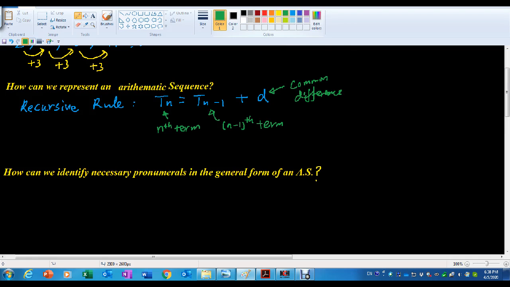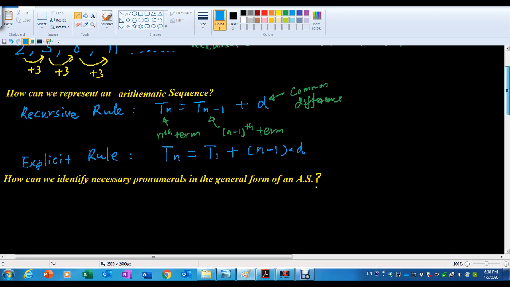And there's another way, which we call the explicit rule, and this one is more important. For the explicit rule, we use this: Tn equals T1, that's the first term, plus (n minus 1) times d. So why do we have this rule?